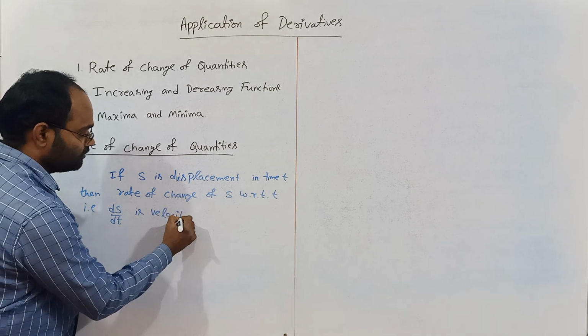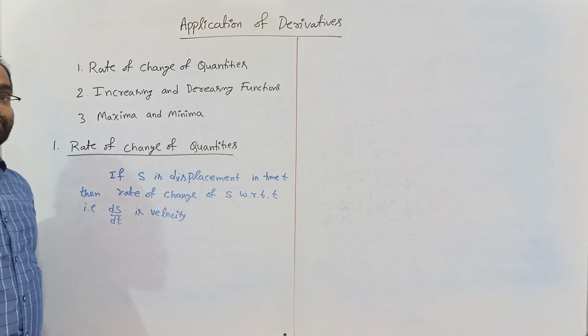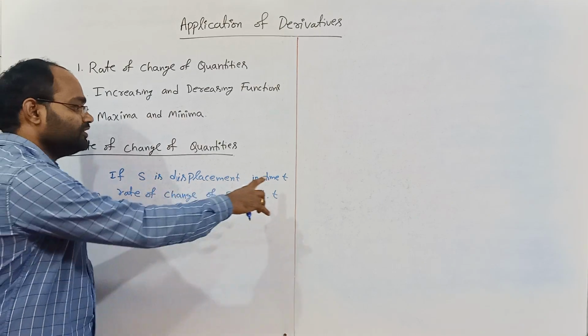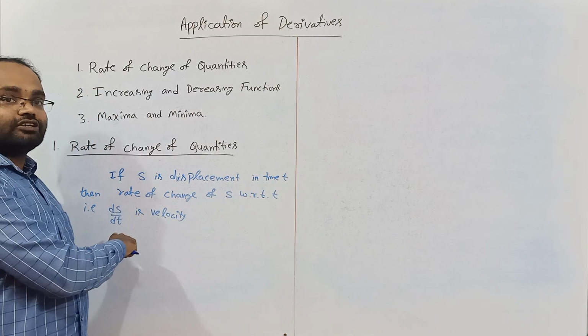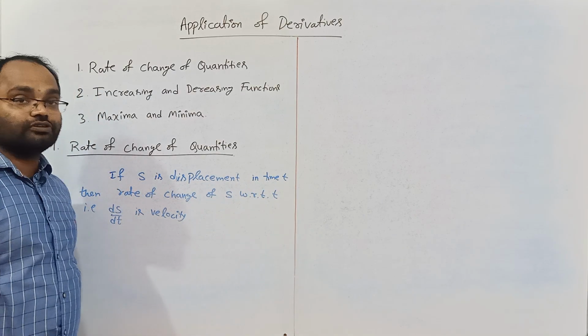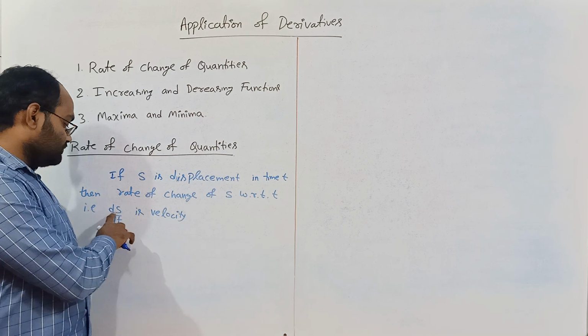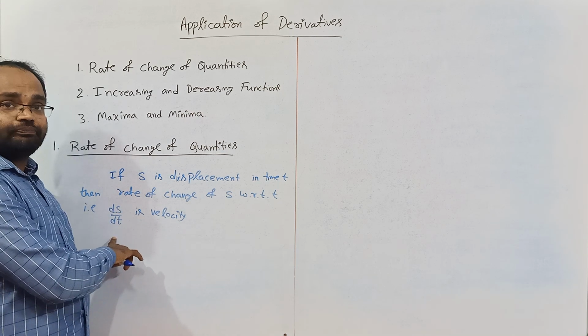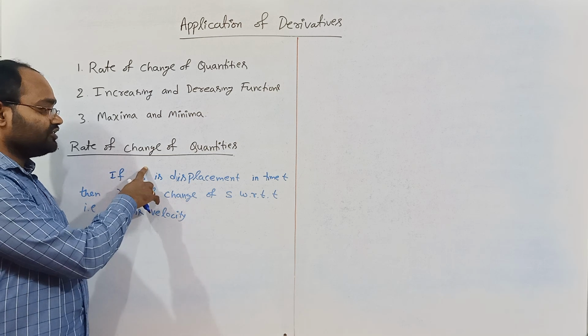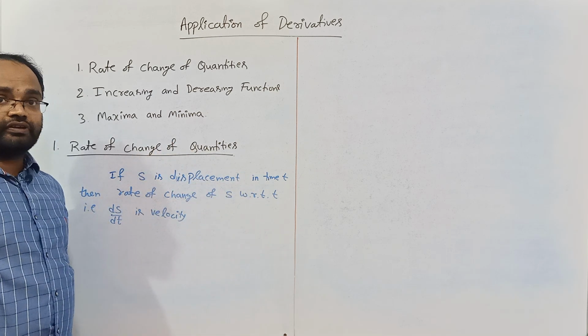ನಮಗೆ ಗೊತ್ತಿದೆ ಇದು, ರೈಟ್? ವೆಲಾಸಿಟಿ ಆಫ್ a particle, if s is the displacement, t is the time, the instantaneous velocity is given by ds by dt. ಇದು ಗೊತ್ತಿದೆ. ಅಂದ್ರೆ ಏನು? The rate of change of s with respect to time. So here s is changing with respect to t.